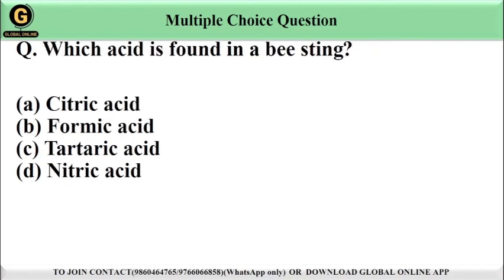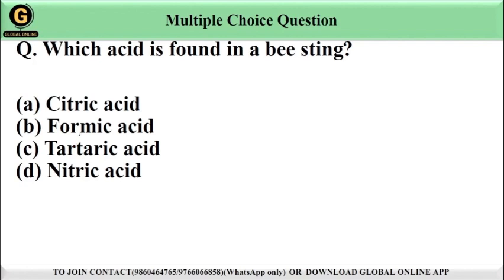Question is, which acid is found in a bee sting? Options are given. Citric acid, formic acid, tartaric acid and nitric acid. So students, when a bee stings, it injects formic acid into the skin. This acid causes the pain and irritation associated with the sting.